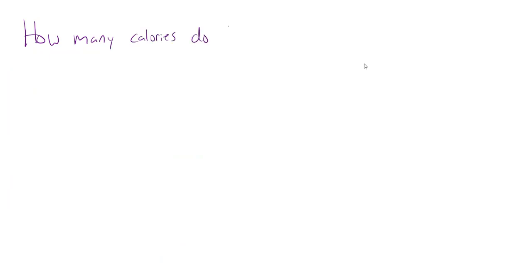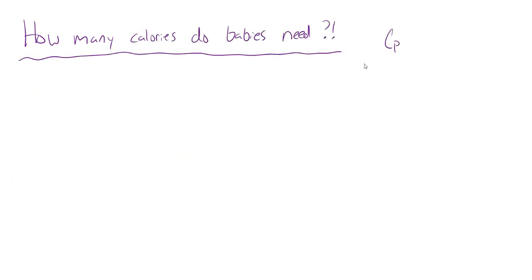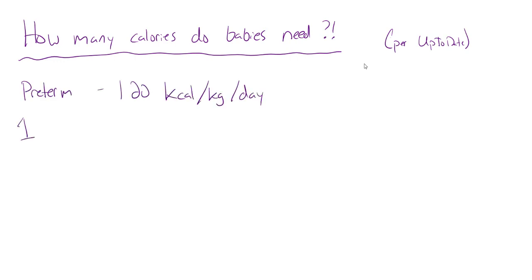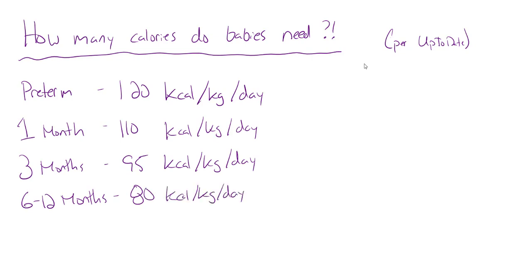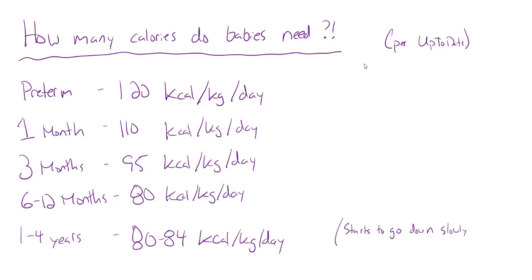How many calories do babies need? Per the wonderful people at UpToDate, so here are the goal rates. You can look them up online, but you may notice that they start around 120 kcals per kilogram per day and work down to about 80 kcals per kilogram per day. And then it slowly goes down as you age, but that's really not important to us. We're really focused on babies.